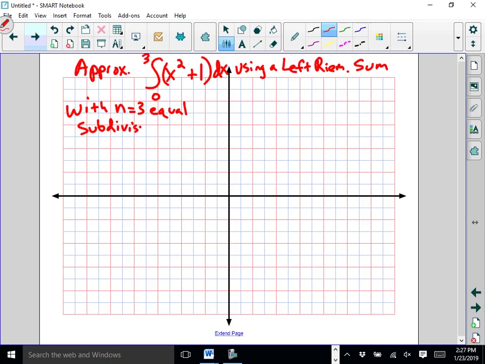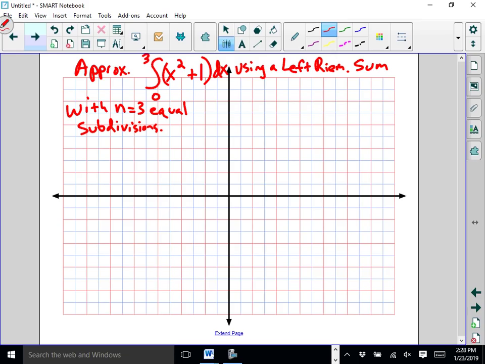That's just a fancy way of saying I want 3 equal rectangles there. Okay, so my function here is x squared plus 1. And I want to do a left Riemann sum from 0 to 3, with 3 equal subdivisions. So what I'm going to do first is sketch a graph of this function, from 0 all the way to 3.